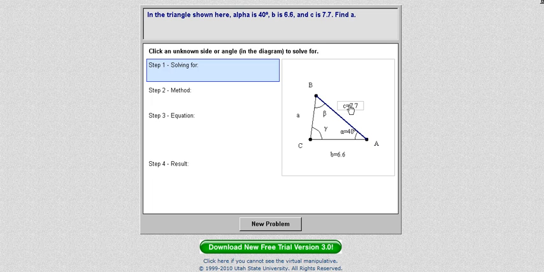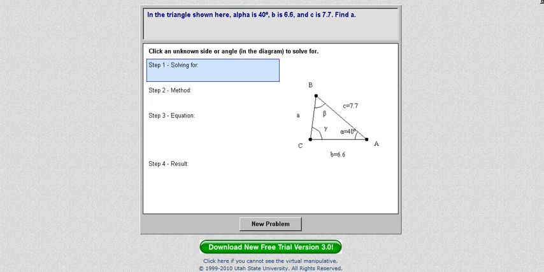And the same thing would happen if I tried to use sine of beta over little b equal to sine of alpha over little a. I'd still have two unknowns there, and I can't do that. But what I could do is use the law of cosines here.